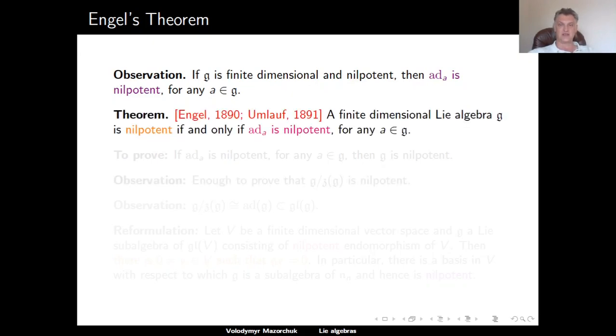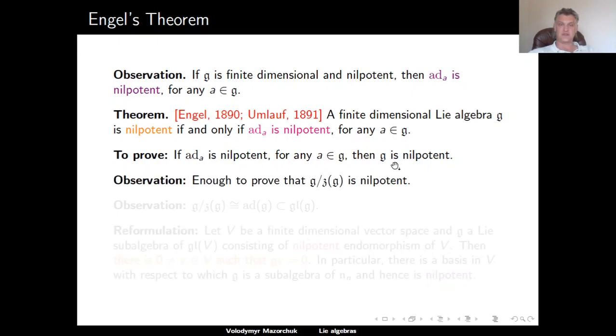A finite-dimensional Lie algebra G is nilpotent if and only if the adjoint operator associated to any element of this algebra is nilpotent. As we just discussed, we only need to prove the implication that in the case the adjoint operator associated to any element of G is nilpotent, this implies that the Lie algebra G is nilpotent. From the previous slide, we know that it is enough actually to prove that the quotient of G modulo the center of G is nilpotent.